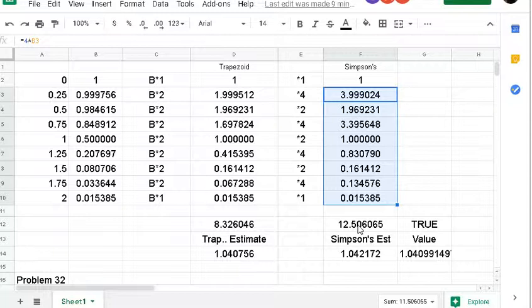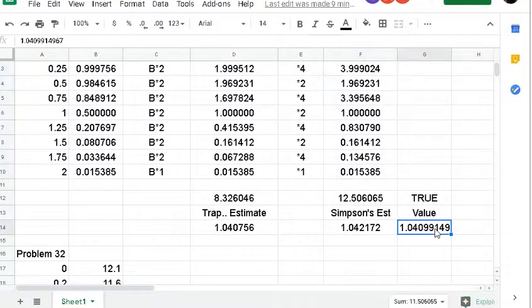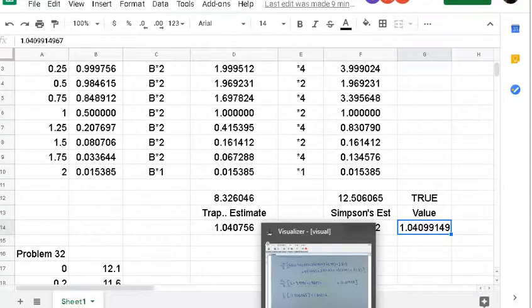So not too bad. The actual true estimate turns out to be 1.4099. So both of these are actually pretty close. How close a method is going to be is going to depend on how well behaved some of the derivatives are. But, you know, Simpson's Rule and the Trapezoid Rule aren't bad.